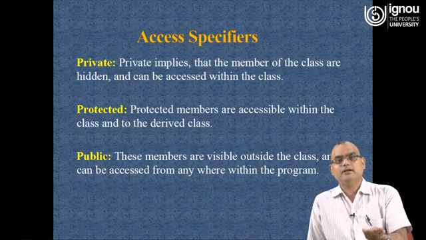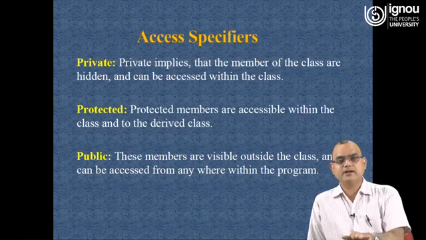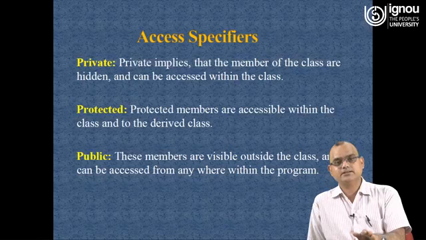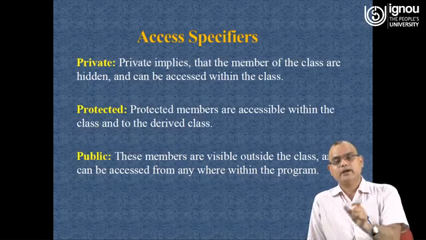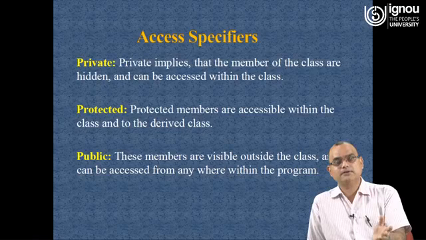If accessibility is defined as private, that means whatever is private is accessible within the class only. From outside of the class, you cannot access that particular attribute or interface or method. So an attribute or method cannot be accessed outside of the class if it is private.